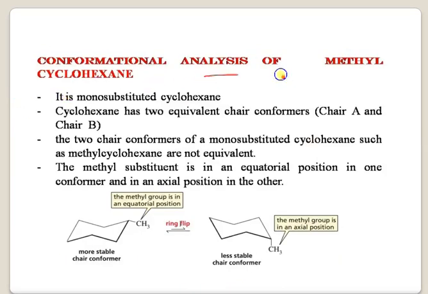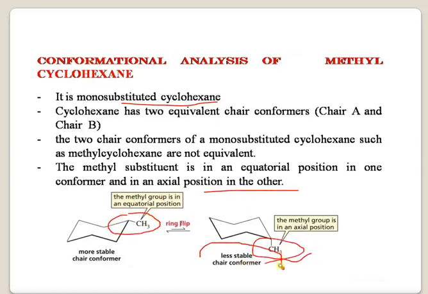Now the substituted cyclohexane, consider methyl cyclohexane. Mono-substituted cyclohexane has two chair conformations, A and B chair. The two chair conformers of mono-substituted cyclohexane such as methyl cyclohexane are not equivalent. The methyl substituent is in the equatorial position in one conformer and in the axial position in the other conformer. This methyl group is equatorial, this one is axial. The axial one is less stable. Why? Because of the 1,3 diaxial interaction.